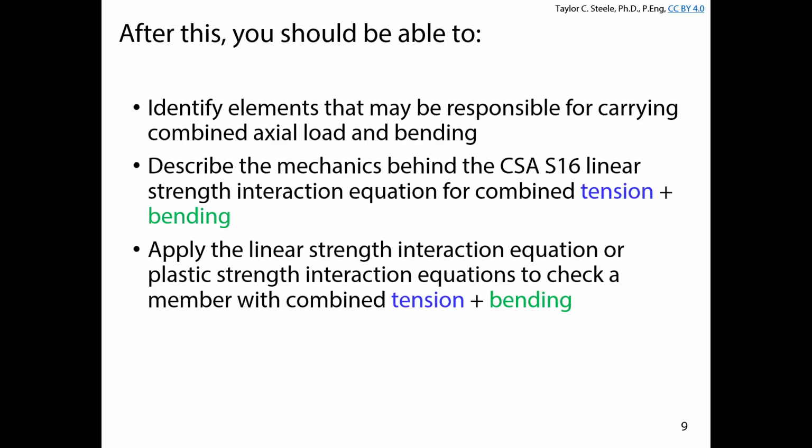So you should be able to identify some situations where we might have members responsible for carrying combined axial load and bending. We should be able to describe some of the mechanics behind the interaction equation that we're going to talk about today. That's the Tf over Tr plus the Mf over Mr. And most importantly, you should be able to apply this linear strength interaction equation. And also, we're going to talk very briefly about a plastic strength interaction equation. And you should be able to figure out which of those two you should be applying, where you'd find that in S16, and how you'd use that to check a member that carries a combination of tension and bending.